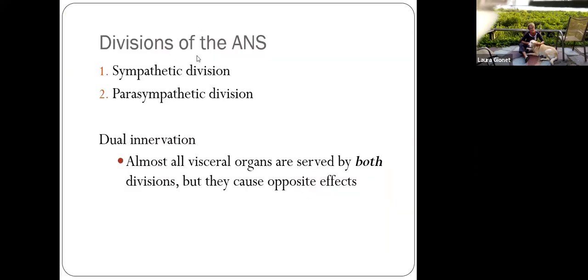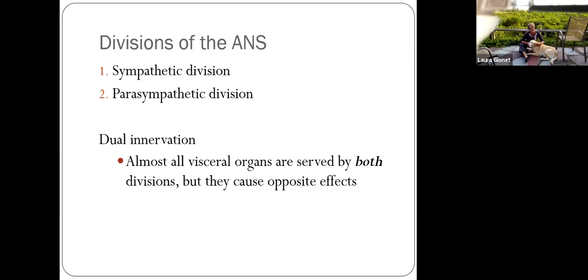Okay, so now we're going to compare and contrast the sympathetic and parasympathetic divisions. Dual innervation: almost all visceral organs are served by both divisions, but they cause opposite effects. So what does that mean? It means that for virtually all your visceral organs, you have sympathetic fibers terminating on it and parasympathetic fibers. And that's how that organ knows, do I want to speed up or slow down?